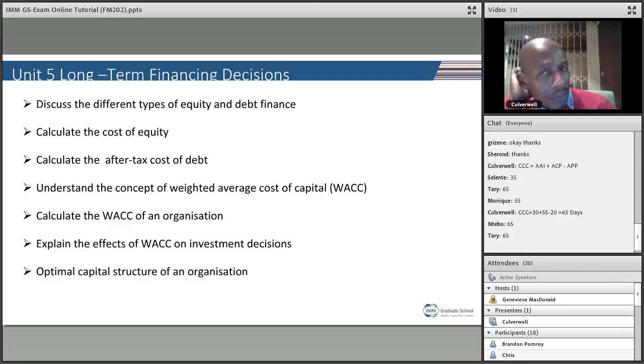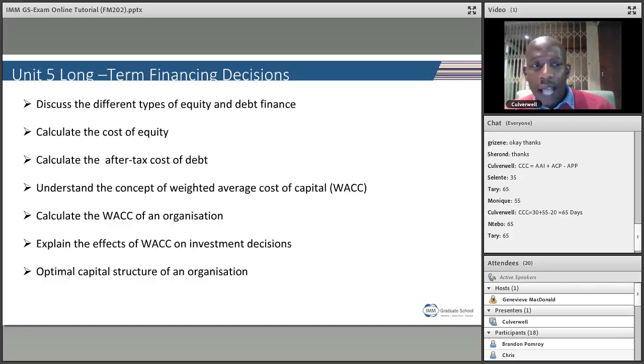Calculate the after-tax cost of debt. Remember, debt carries interest. We always calculate the cost of debt after tax, because interest is a tax-deductible expense. This is completely different when one is calculating cost of equity, where your dividends are paid out of profits that have been taxed, whereas interest is paid out of profits that would not have been taxed. Hence, we end up using the after-tax cost of debt.